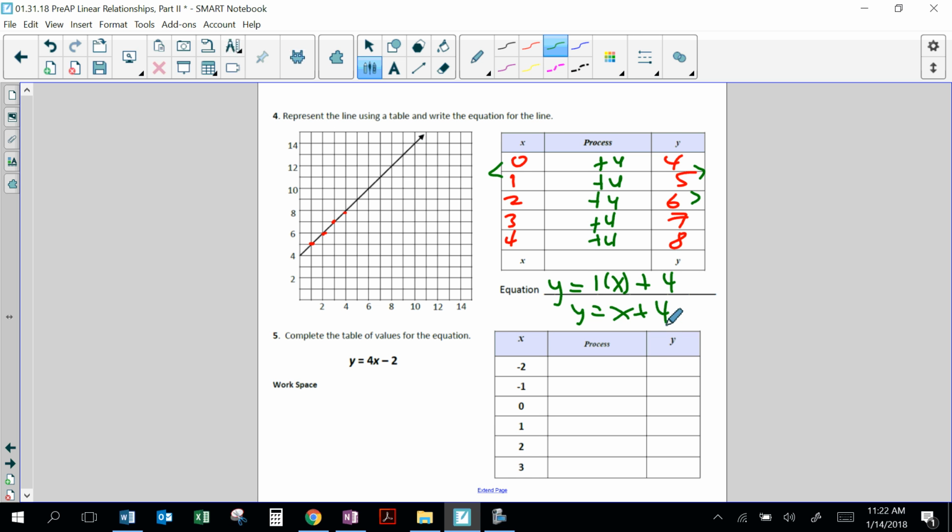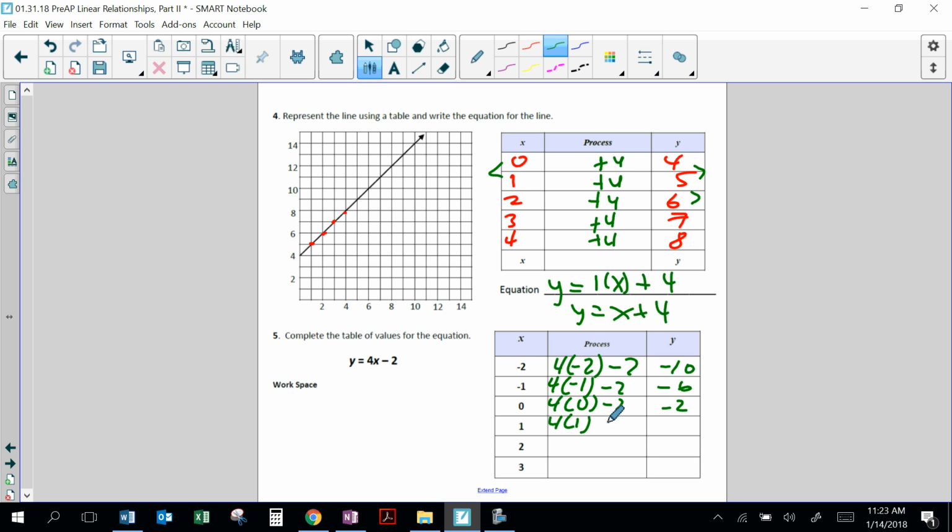Next one, complete the table. If I substitute the x's, or replace the x's with one of these values, what would the y be? So 4 groups of negative 2 is negative 8. Take 10 away, negative 10. 4 groups of negative 1 is negative 4. Take 2 away, negative 6. 4 groups of 0 is 0. Take away 2 is negative 2.